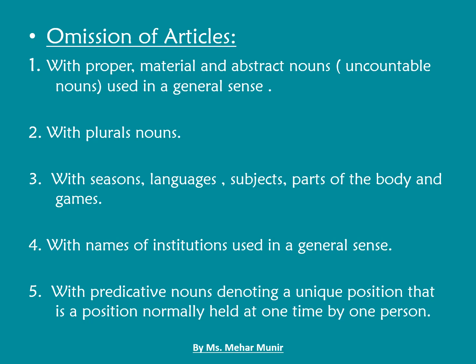Rule number 3. With seasons, languages, subjects, parts of the body and games. Rule number 4. With names of institutions used in a general sense. Rule number 5. With predicative nouns denoting a unique position, that is a position normally held at one time by one person. These are all the rules that I mentioned in the video, and they are given in your books. You will read them with the examples and it will be more clear to you.